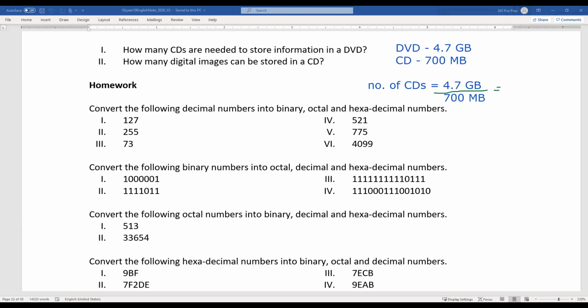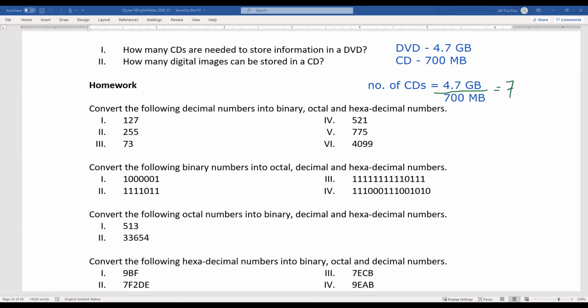Can you try and let me know? To divide 4.7 gigabytes by 700 megabytes, you have to multiply by 1024 and divide by 700. You will get approximately 6.8 CDs. So we have to round it off. That means you need 7 CDs.